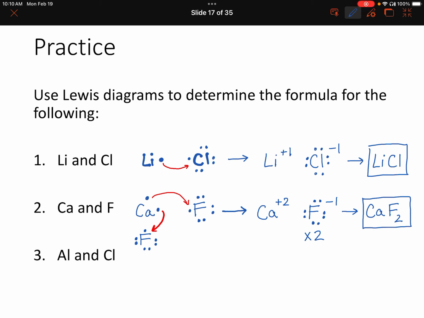So now let's look at aluminum and chlorine. So let's see, aluminum, which group is aluminum in? Group 3, so it has 3 valence electrons. And then chlorine, we saw before in the first example here, has 7 valence electrons. It's in group 7.